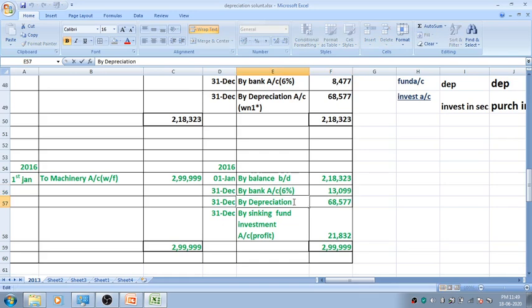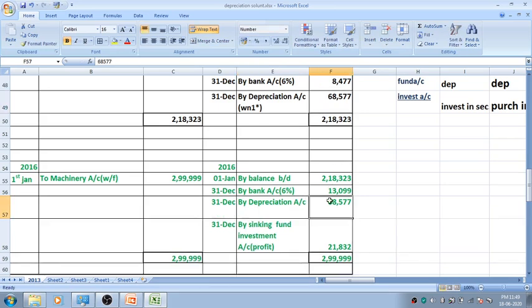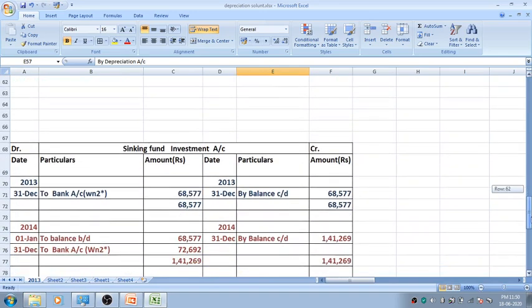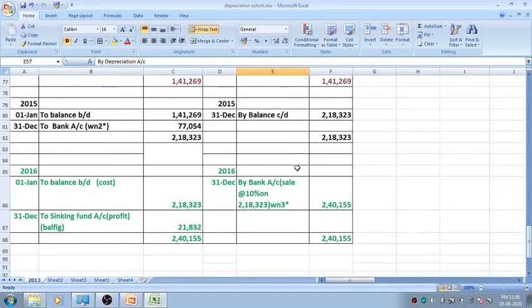Then the other entry is what? Depreciation. So like the first 3 years, the depreciation remains constant, 68,577. So first, second, and now we go to the third investment account. The major entry change is here. We write the date and the year 2016. I write the opening balance. Okay. Opening balance is 2,18,323.